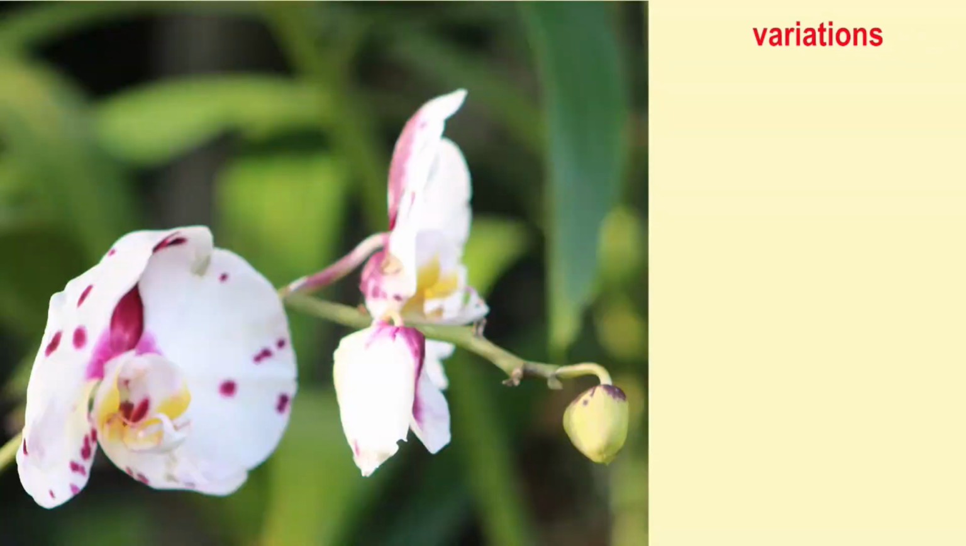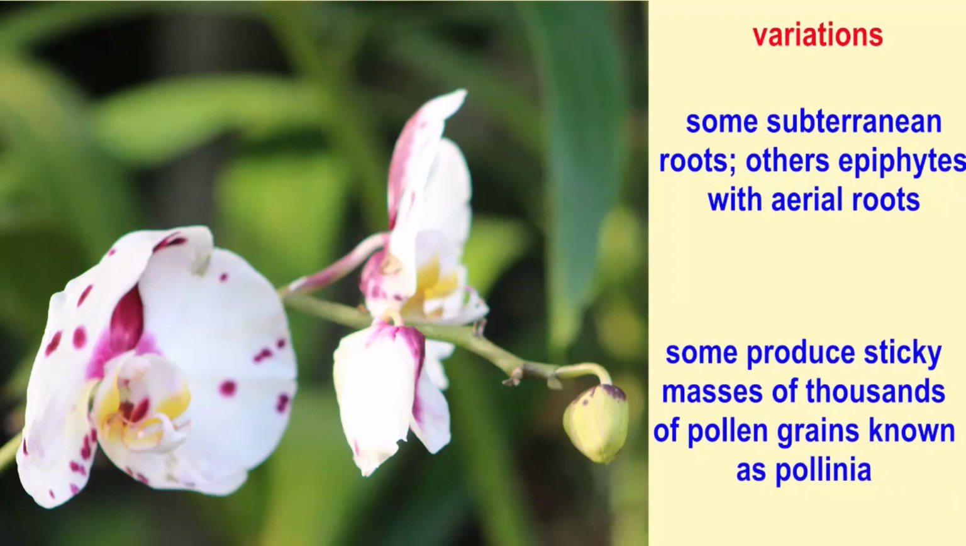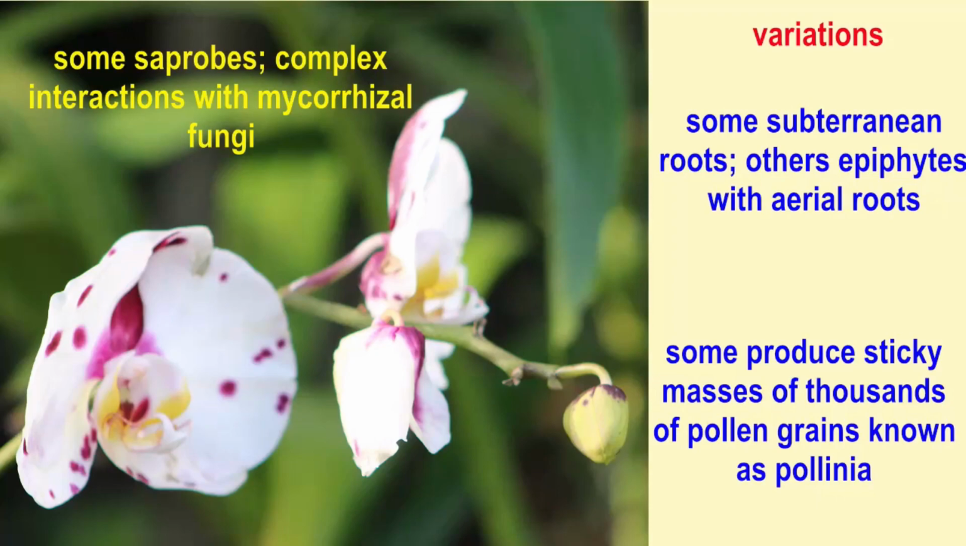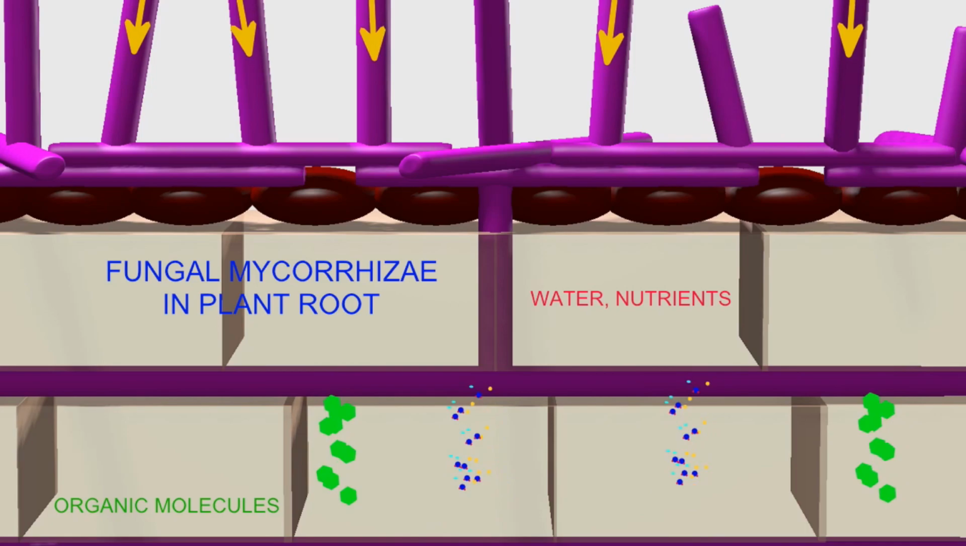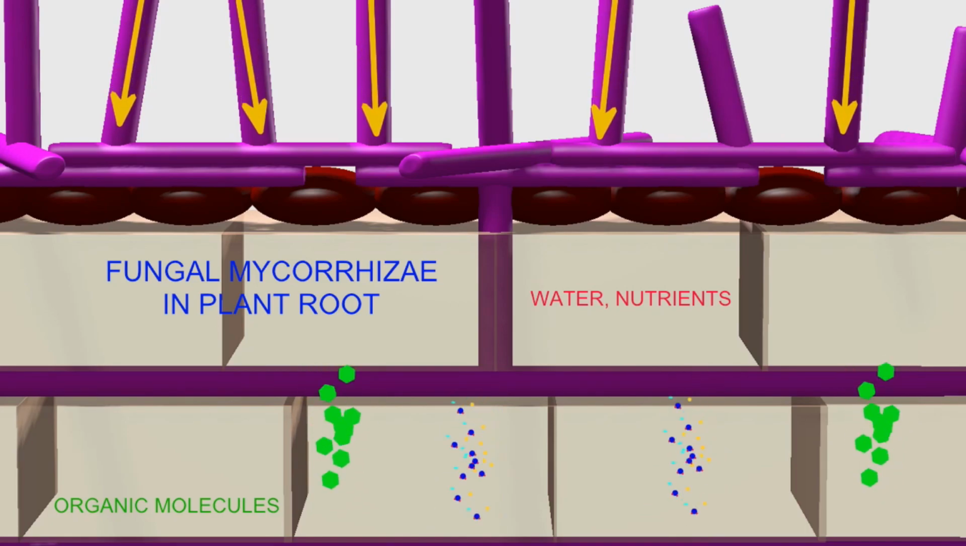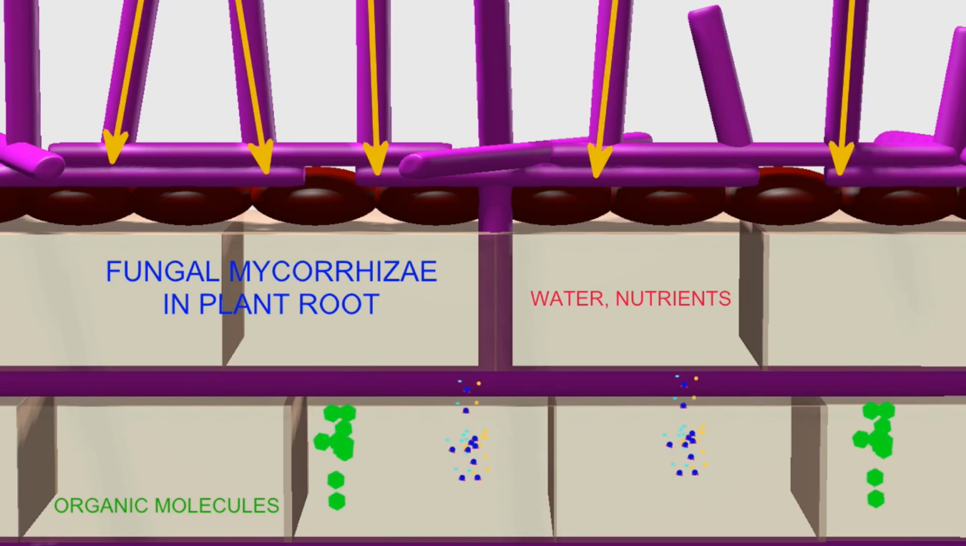Some are saprobic and get their nutrients from decomposing material rather than photosynthesis, and it is typical that they have very complex interactions with fungi associated with their roots, known as mycorrhizal fungi. If one wants to plant orchids and desires that they are successful, one also then has to take into account that they depend on these mycorrhizal fungi.